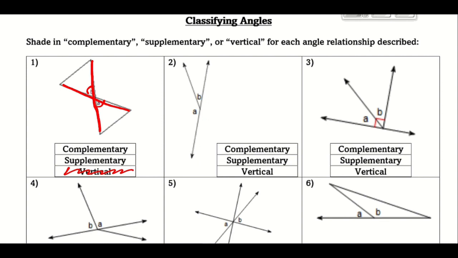On number 2, they're forming that straight line together. We have angle B, that's that slice, and then angle A completes the rest of that line. Those are called supplementary angles. They add up to 180 degrees.